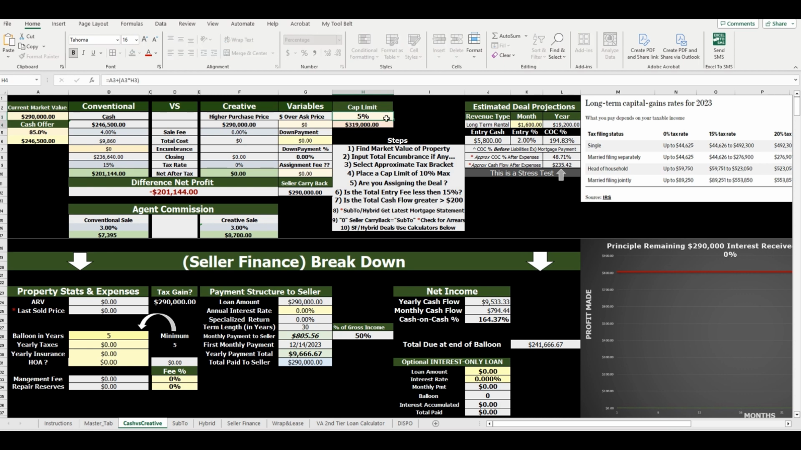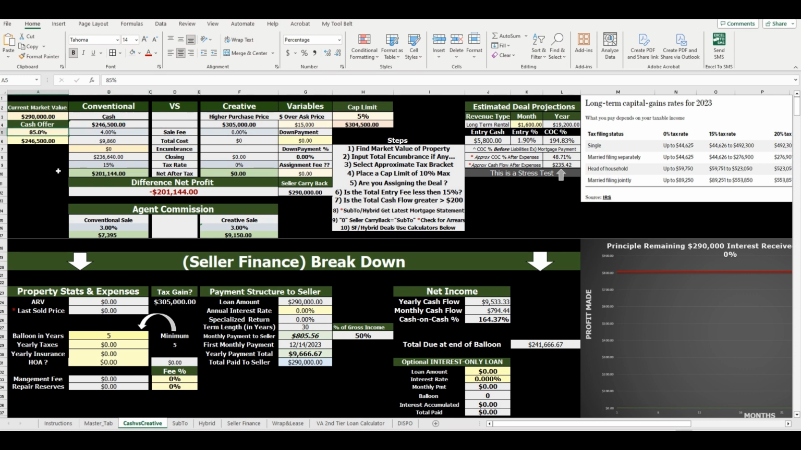So let's go back down to 5% because we're not going to go into the 10% territory unless we were really wanting to do a deal. So at 5% cap, that would put us at about $15,000 over the current market value. So the seller is going to be receiving $305 on creative versus a cash offer of $246.5.